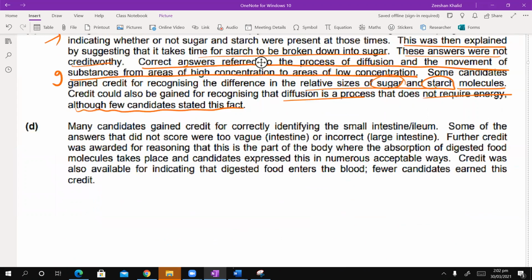Many candidates gained credit for correctly identifying the small intestine ileum. Some of the answers did not score were too vague or incorrect. Further credit was awarded for reasoning that this is part of the body where absorption of digested food molecules takes place, and candidates expressed this in numerous acceptable ways. Credit was also available for indicating that digested food enters the blood. Few candidates earned this credit.